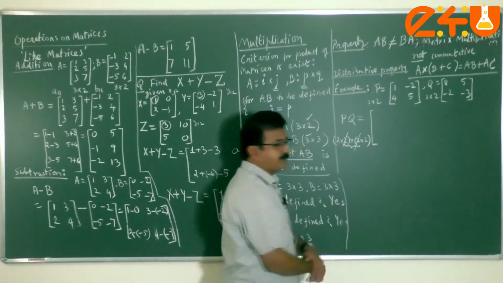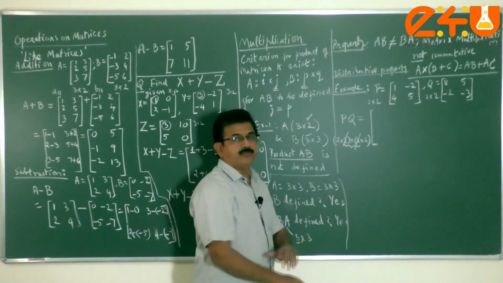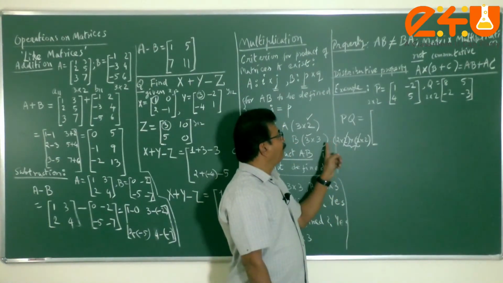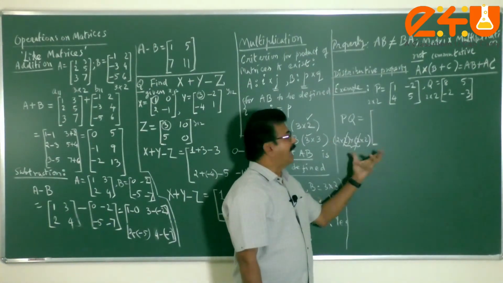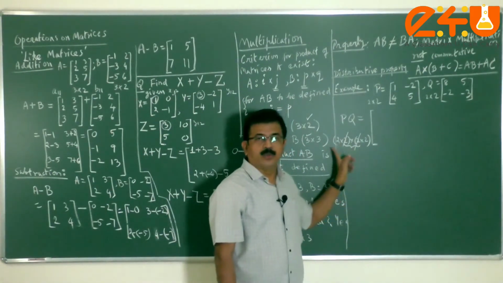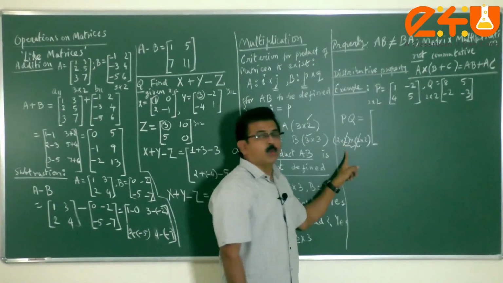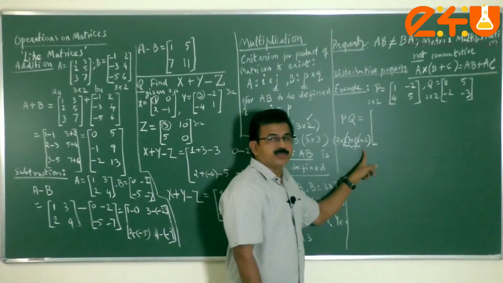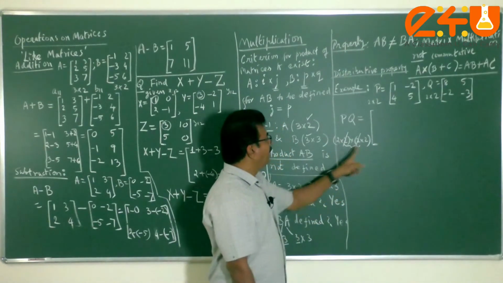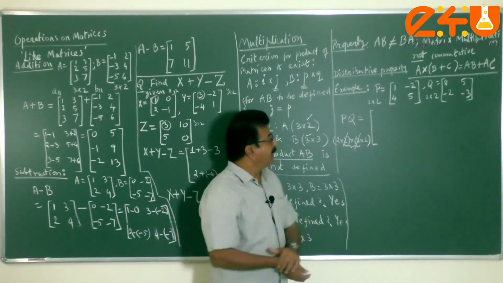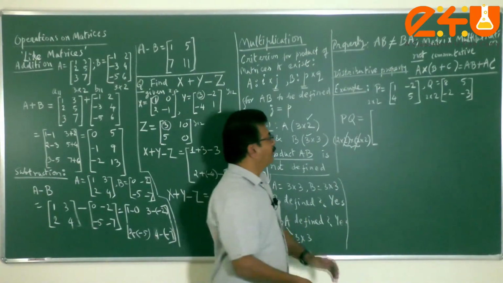You strike it off. You simply strike it off. After striking it off, you are left with some number, 2 by 2. So that should be the order of the product. 2 by 2, the leftover numbers, after striking out the number of columns of the first matrix and the number of rows of the second matrix, you have the remaining numbers indicating the order of the product. So that is also 2 by 2.